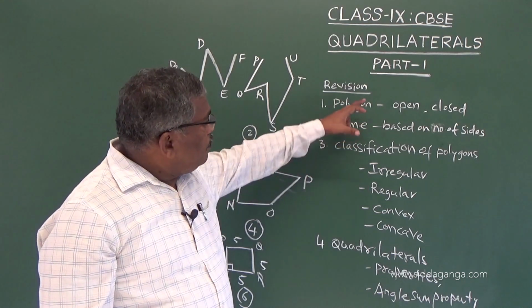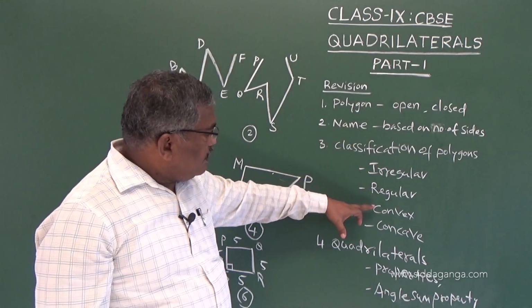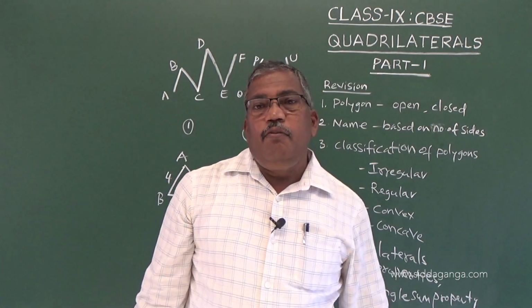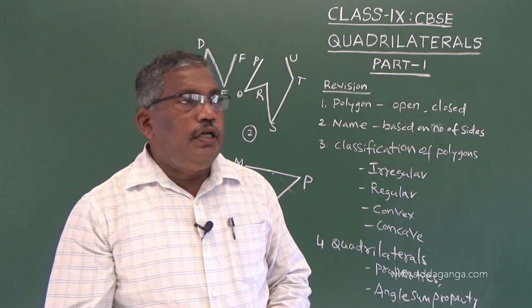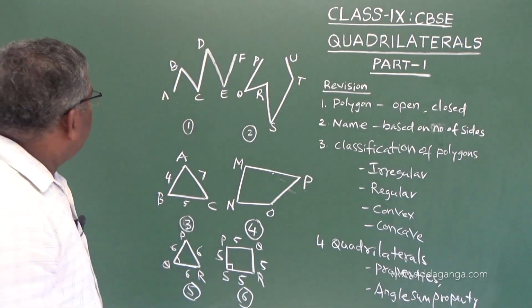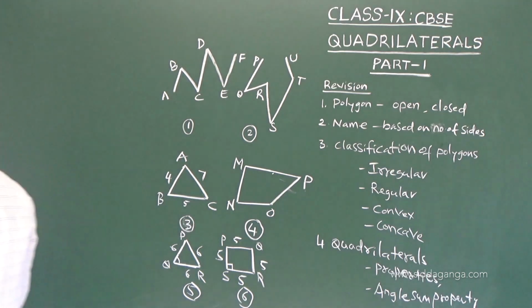So I will give you certain points up to this. Afterwards I will explain what is a convex polygon and a concave polygon. So with these figures, I will give some short points. Definition of a polygon.